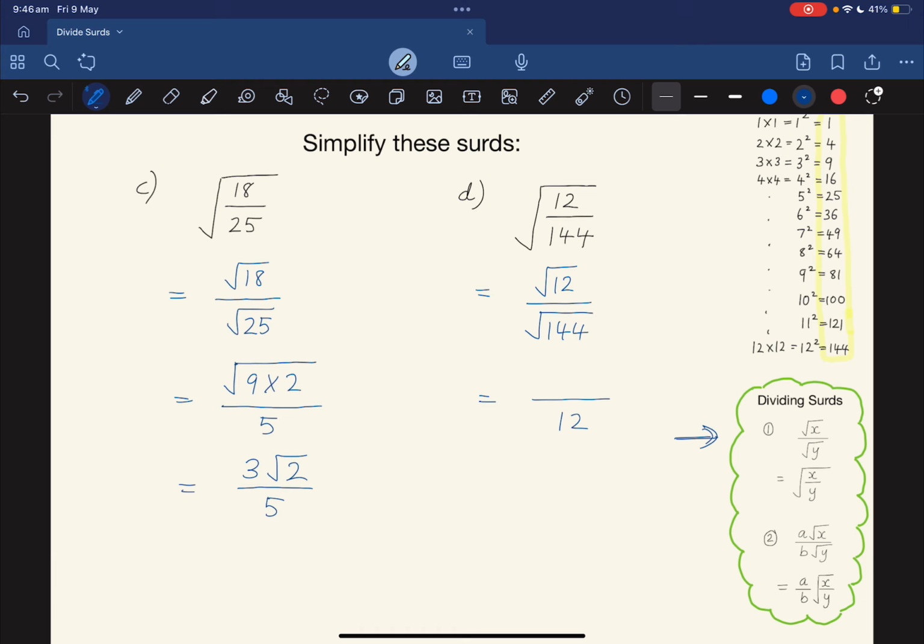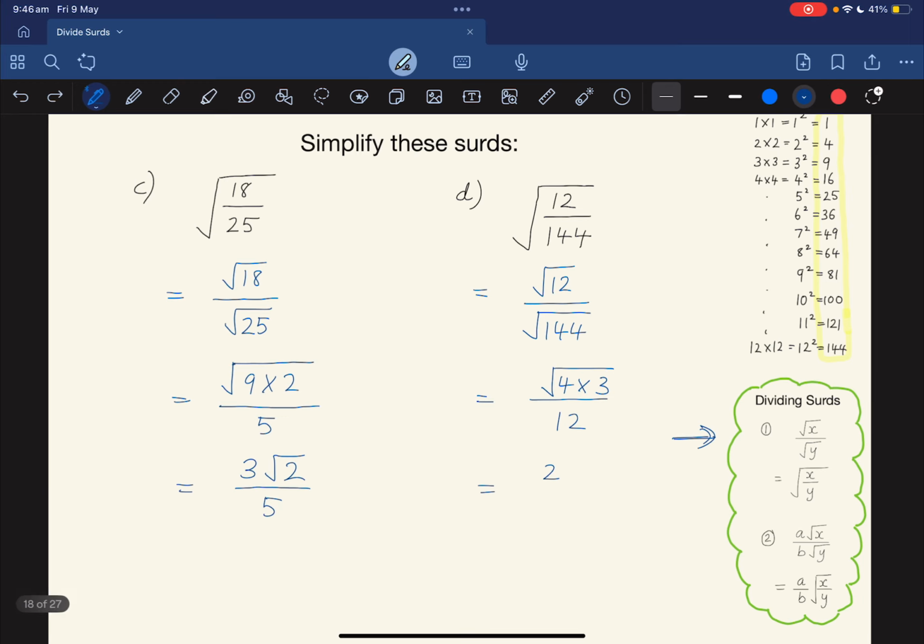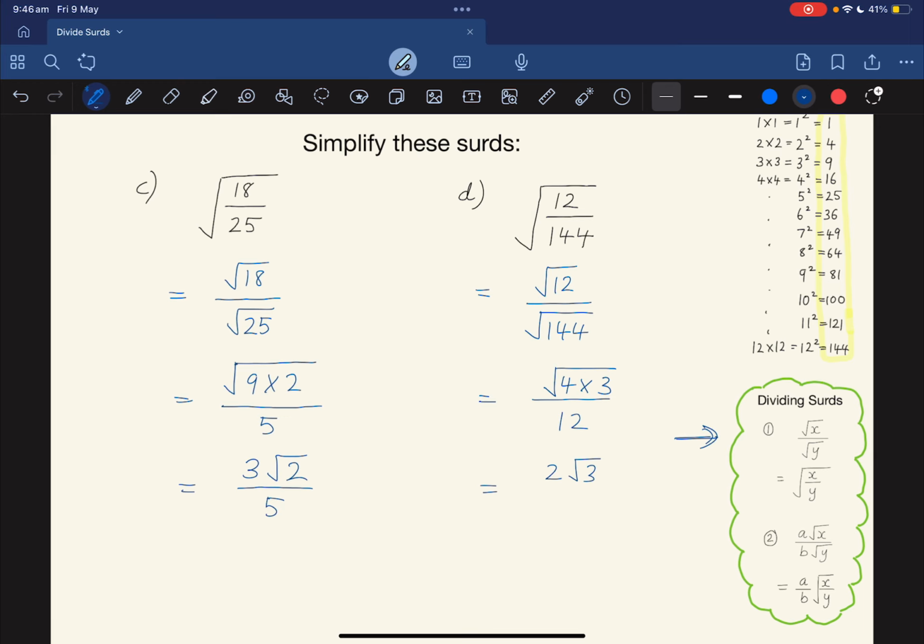Root 12 on the numerator. Are there factors there? There is. Okay, 4 is a factor of 12. And on this line, root 4, I know is just 2, so I'm going to write it straight down, but I've got to keep that surd with the 3. Always looking to simplify. 2 on 12, divide by 2 on top and bottom, gives us 1/6. Okay.